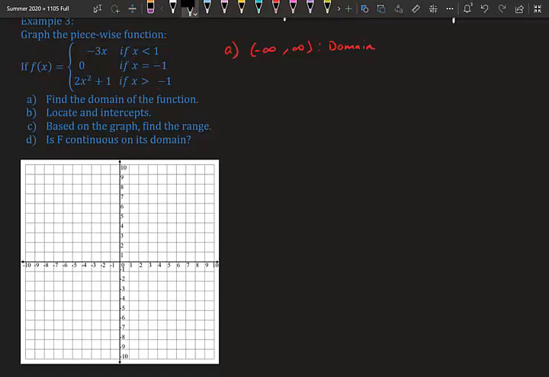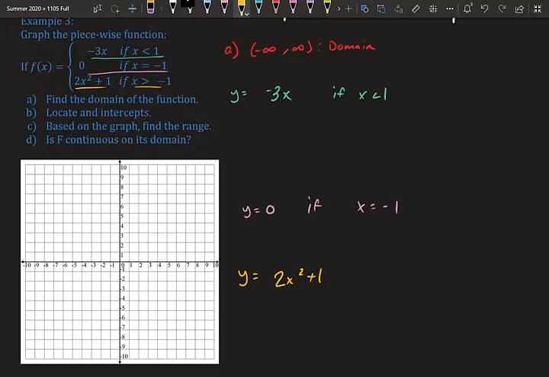So we have three functions. We have y equals negative 3x if x is less than 1. We have y equals 0 if x equals negative 1. And we have y equals 2x squared plus 1 when x is greater than negative 1.